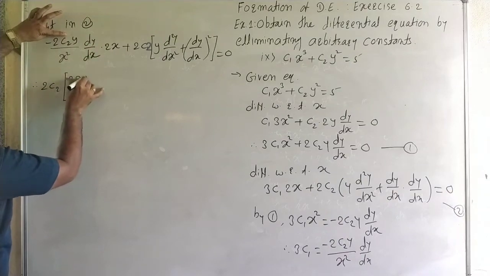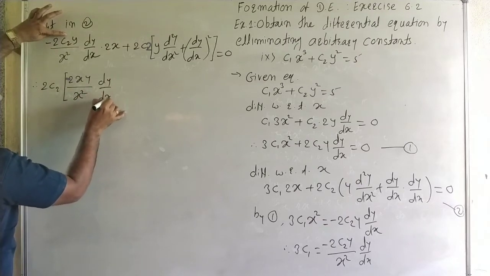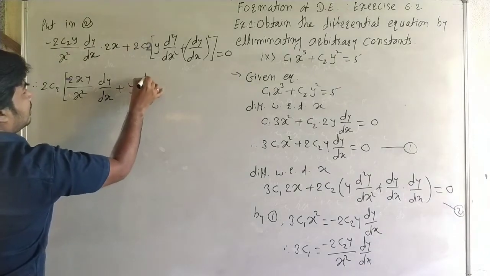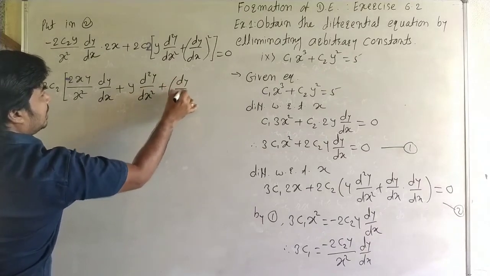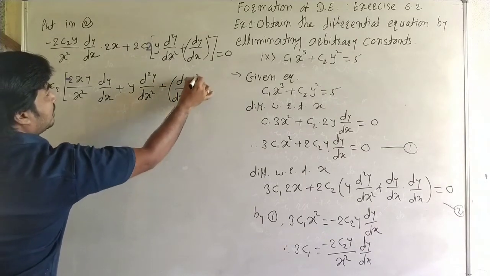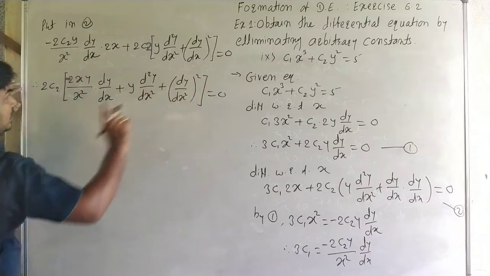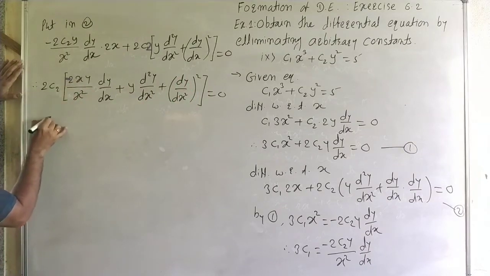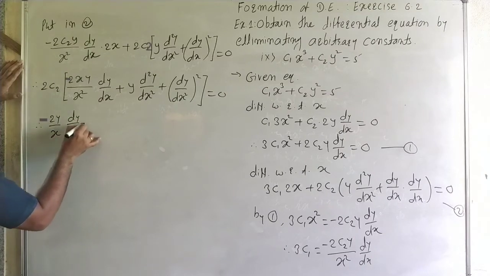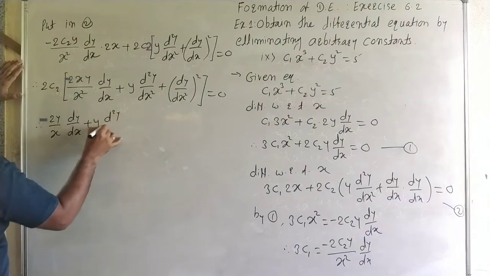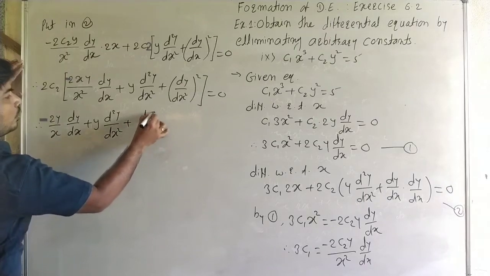Therefore 2xy upon x square dy by dx plus y d2y by dx2 plus dy by dx square is equal to 0. Now this 2c2 you can take the RHS and get 0. The x gets cancelled. Therefore here it is 2y by x dy by dx plus y d2y by dx2 plus dy by dx whole square.